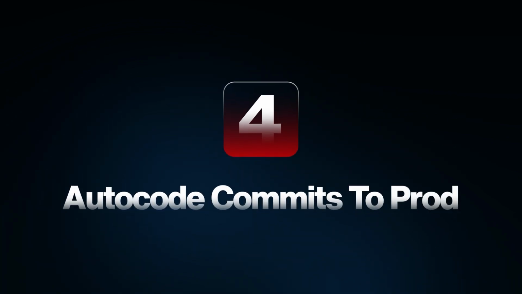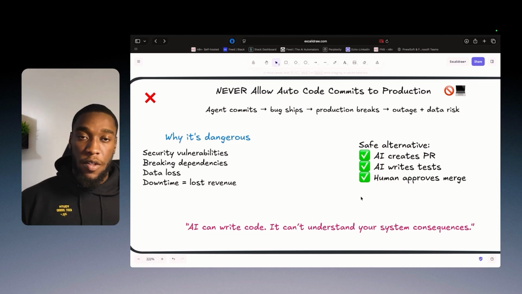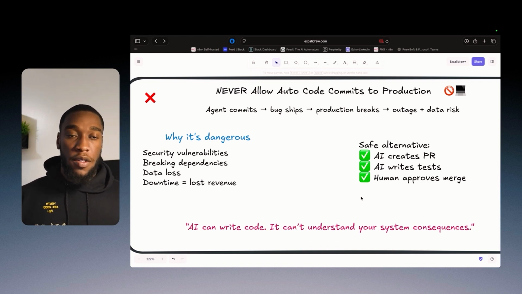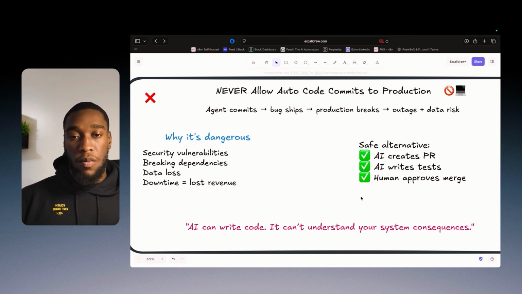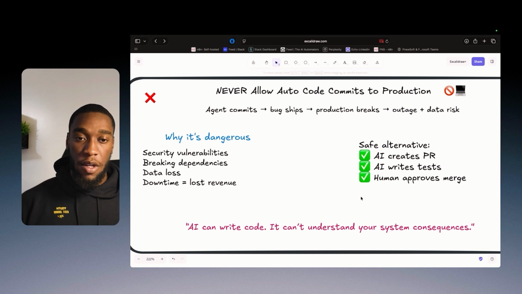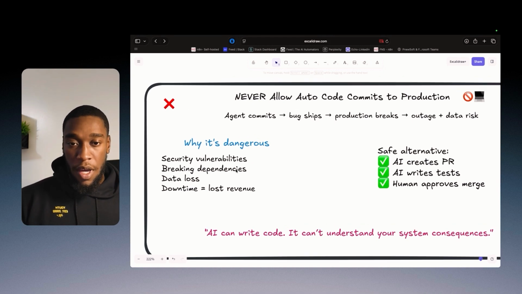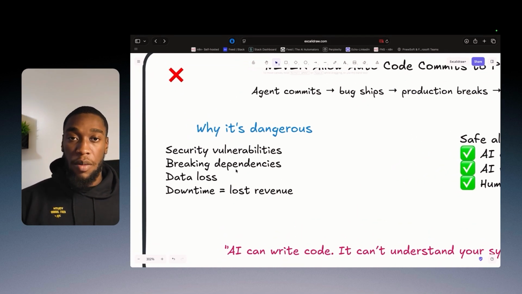The next use case is to never allow auto code commits to production. I think this is self-explanatory, right? Because in our typical daily workflows, we always want to push to a main environment that's going to be overseen by someone more senior. So agents typically shouldn't be committing things to production. Let's say a bug ships and now your production breaks, and now there's an outage and data risk.